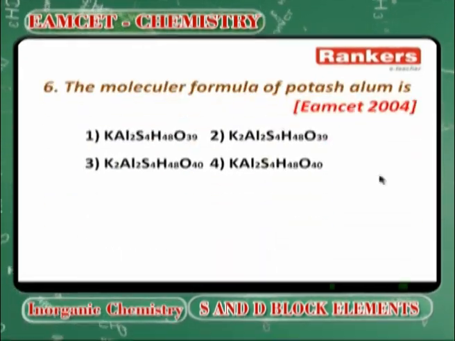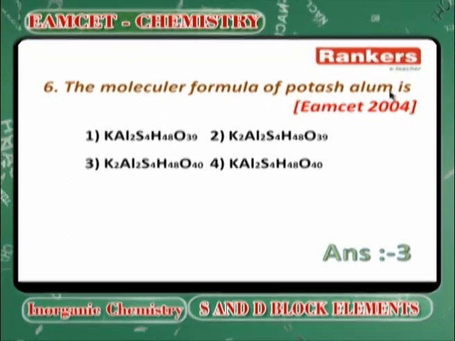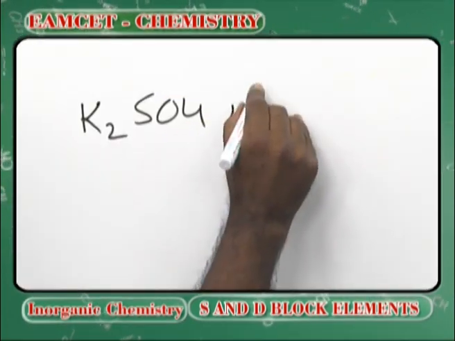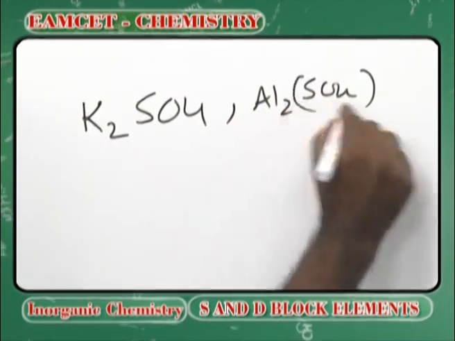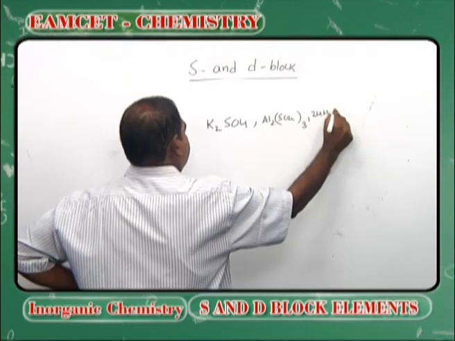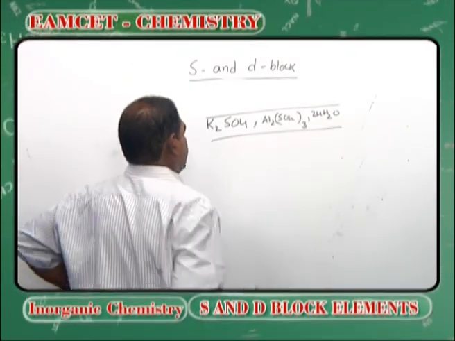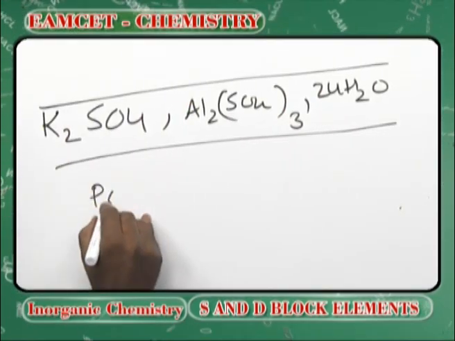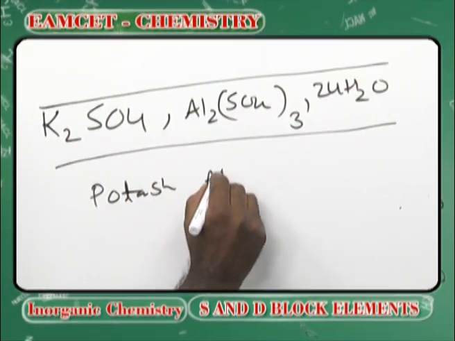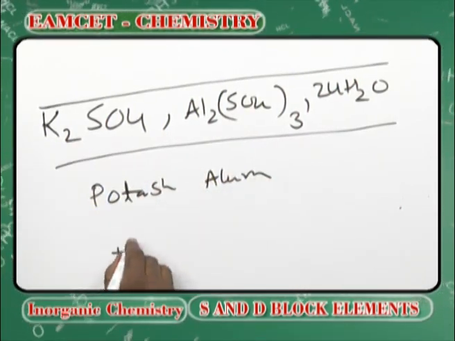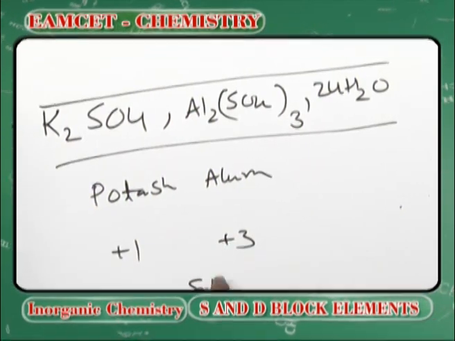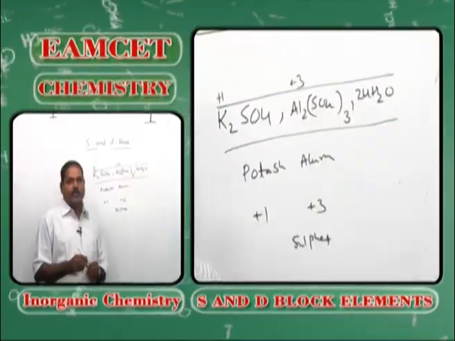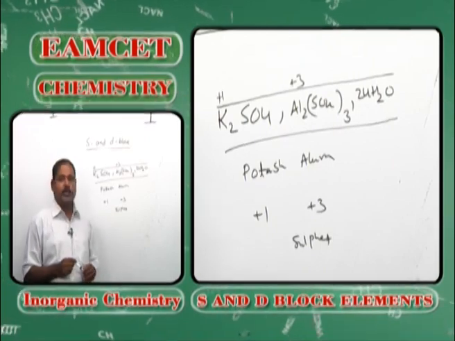Sixth question. The molecular formula of potash alum is K2SO4, Al2(SO4)3, 24H2O. Why is it called potash alum? There can be several alums. Alums are +1 and +3 sulfates. Means potassium +1, aluminum +3. So, a sulfate in +1 oxidation state and a sulfate in +3 oxidation state.